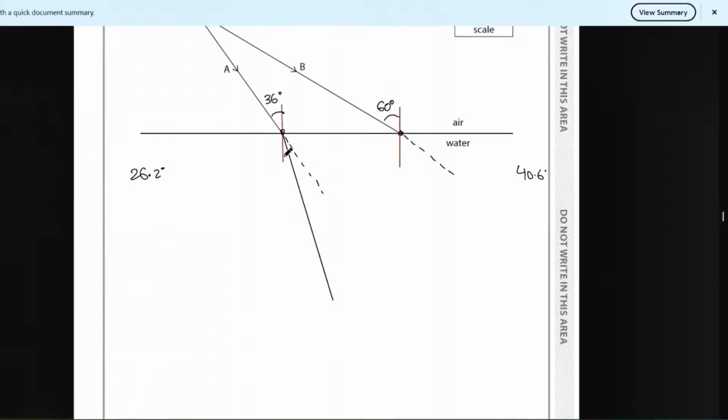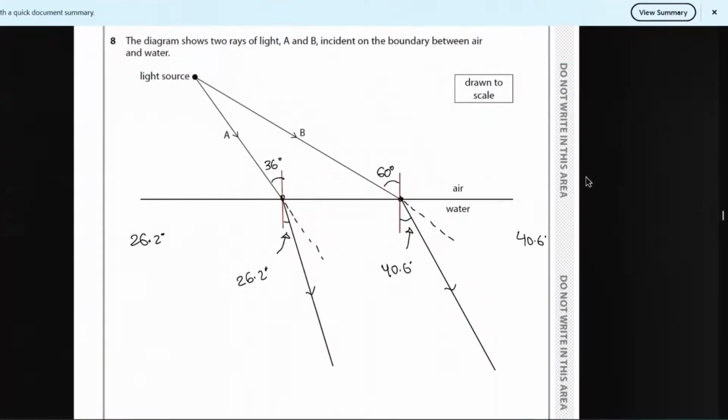So this angle would be 26.2 degrees, and we'll do the same for ray B. The refracted ray will bend towards the normal. Angle of refraction here is 40.6 degrees. So okay, we have drawn the diagram. We have included the angles. We've done the calculations. We need to explain now.